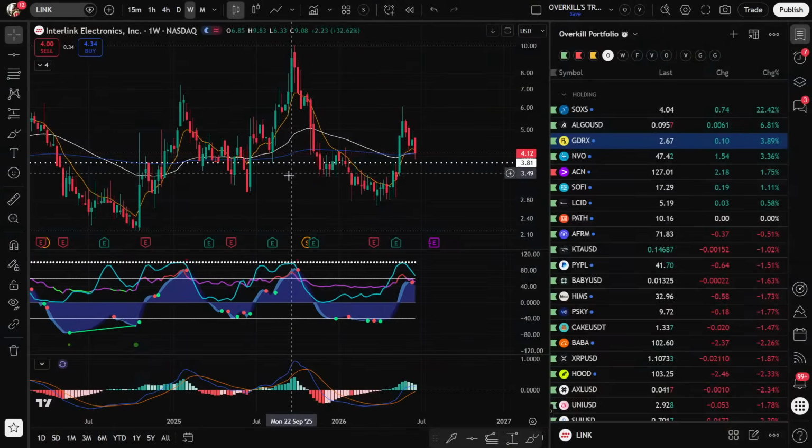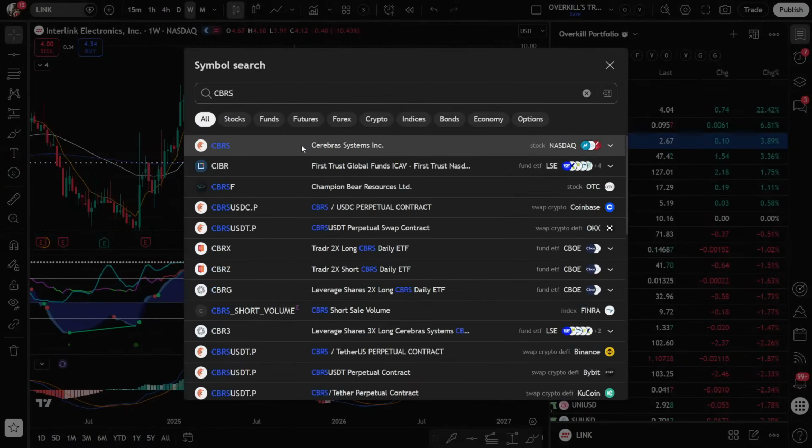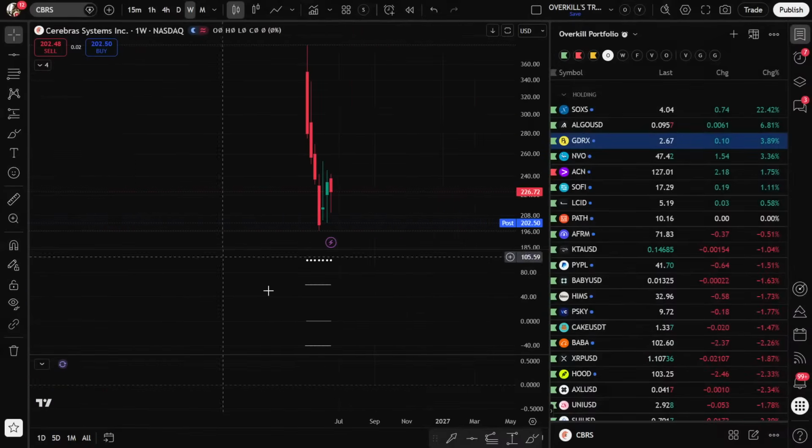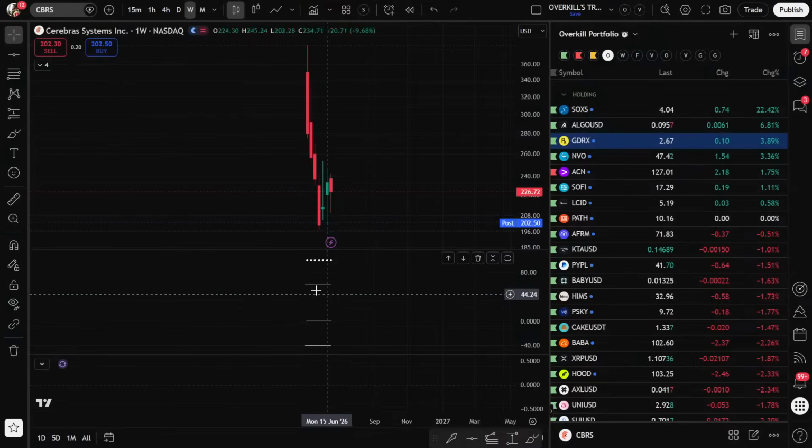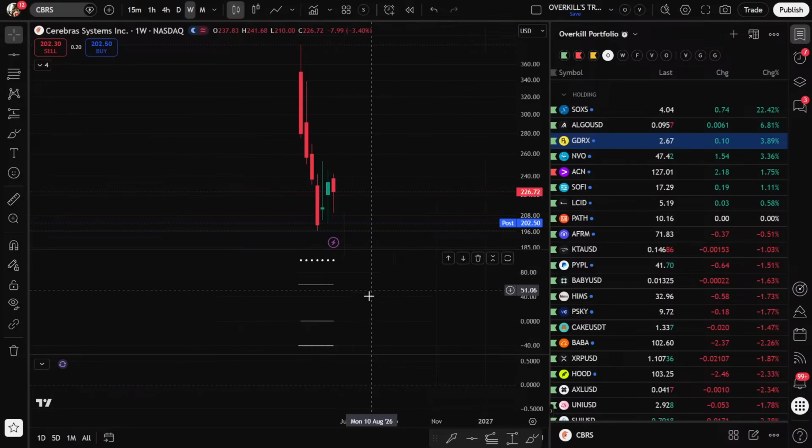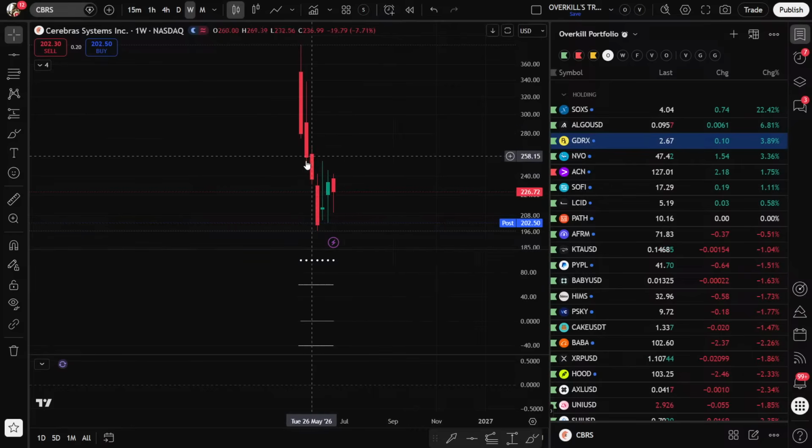We covered coin. CBRS. Too new. Can't tell you anything. Again, if it's too new of a project, if it's an IPO or something, and there's no data on my indicator, there's nothing I can give you. Okay, because again, we go off the indicator, we go off the data. If there's no data, we can't make decisions.